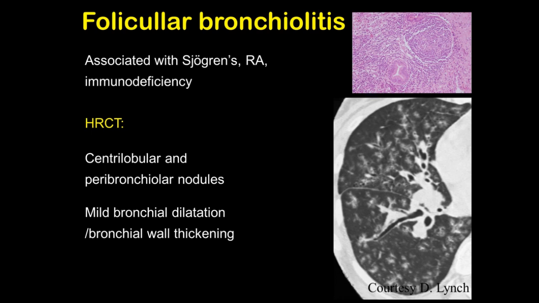Follicular bronchiolitis is more unusual. This is a case courtesy of David Lynch. They usually are associated with Sjögren, rheumatoid arthritis, and immunodeficiency. High-resolution CT shows centrilobular and peribronchial nodules, and we can also see mild bronchiolar dilation and bronchiolar wall thickening.